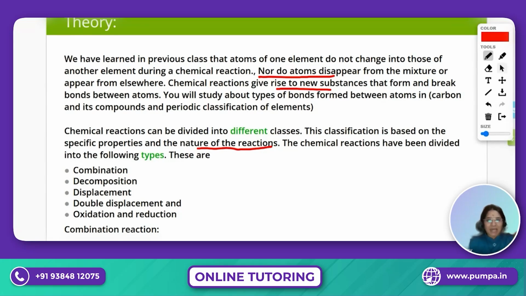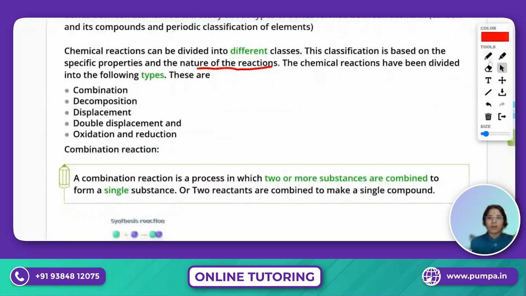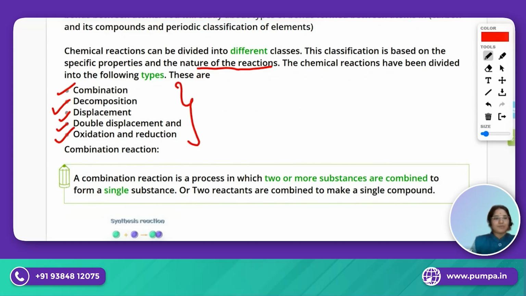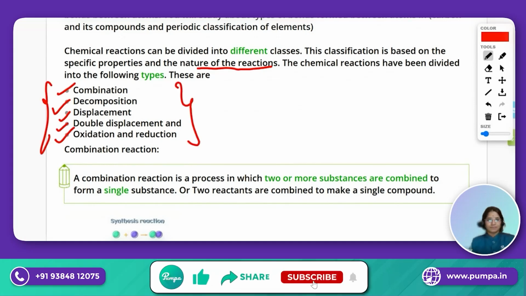So the types are, clearly note this down. What are the types? Combination reaction, decomposition, displacement. The term itself tells it is displacing. So displacement reaction, double displacement reaction, and then oxidation and reduction reaction. So these are the 5 types you are having. Okay, got it everyone?